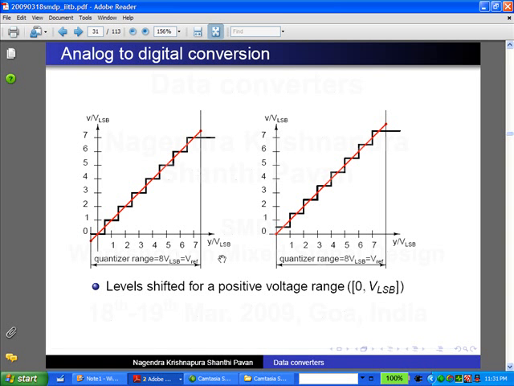Now I will make a small modification to this, because now the range becomes from minus half VLSB to plus 7.5. I just want to work with positive numbers, so I simply move the whole thing by half VLSB to the right and also to the top. So that's all I'll do. I just shifted the levels. So this is just for convenience. The maximum peak to peak error will still be VLSB.